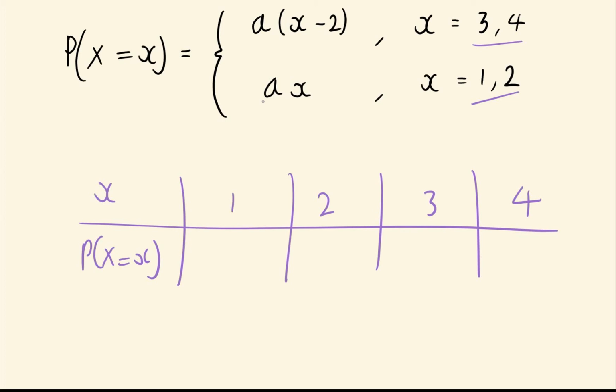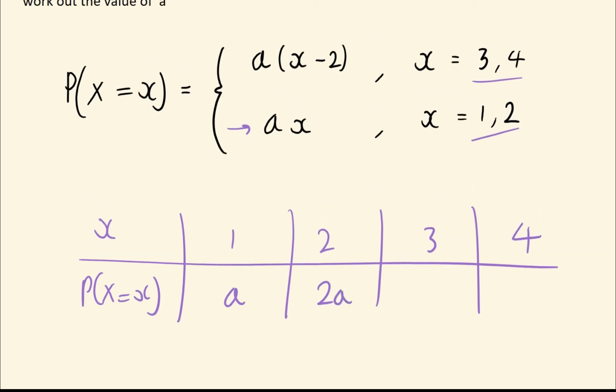So when x equals 1, I am down this branch here, and it's going to be A times 1, or A. When x is 2, I'm still down this branch, so it's going to be 2A. When x equals 3, we're on this branch now, so it's going to be A times 3, because that's my x, minus 2.